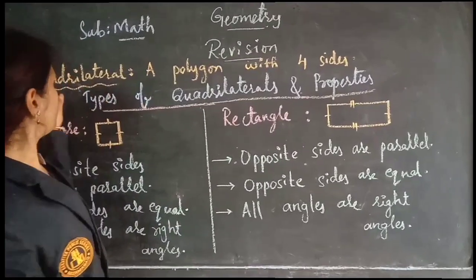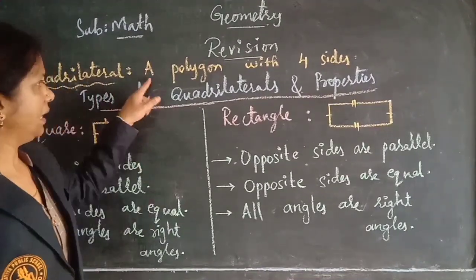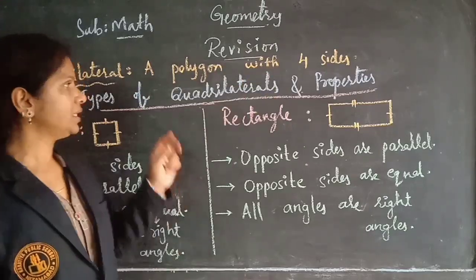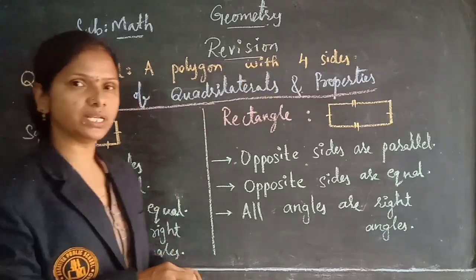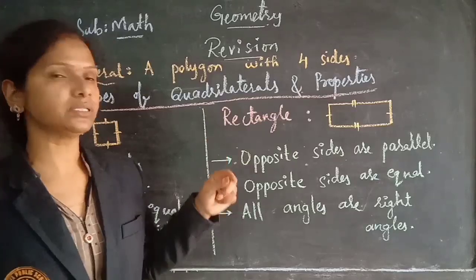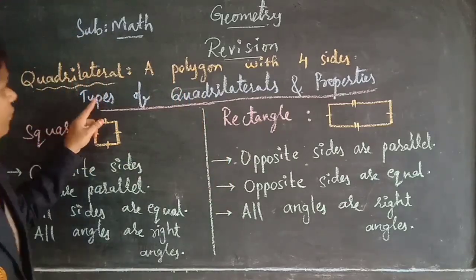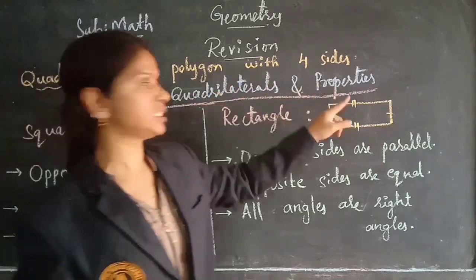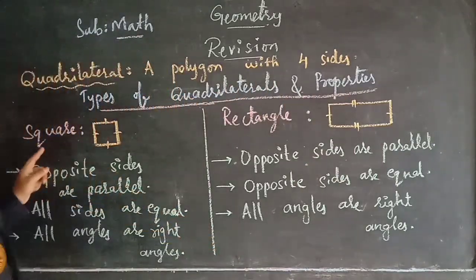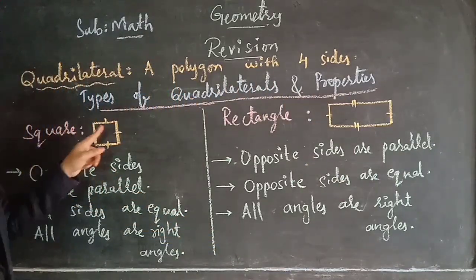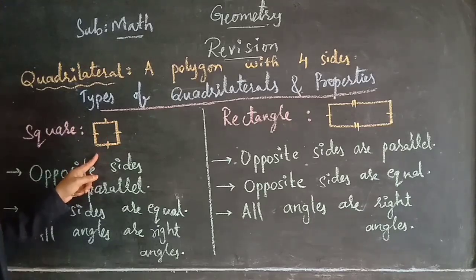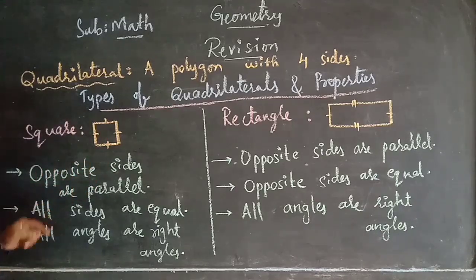Yes children. Next, polygons and quadrilaterals. A polygon with four sides, a four-sided figure made of four line segments, is a quadrilateral, children. In that we have types of quadrilaterals and their properties. First one, square. Here the square looks like this, and now you see its properties.